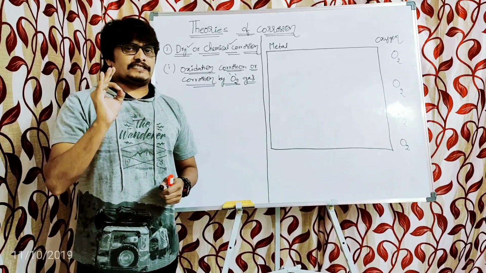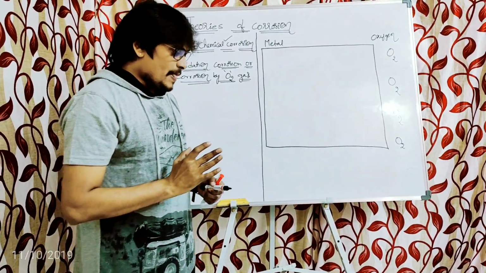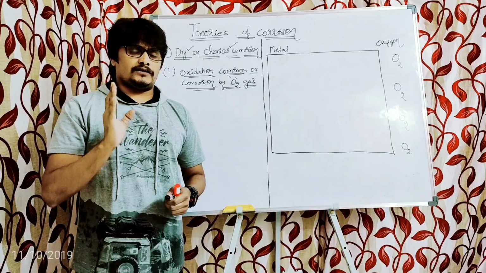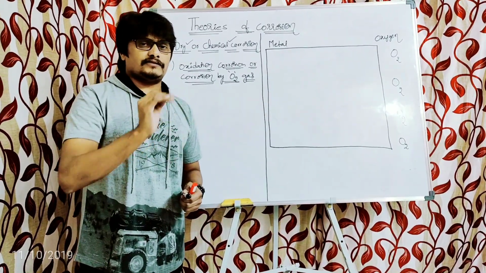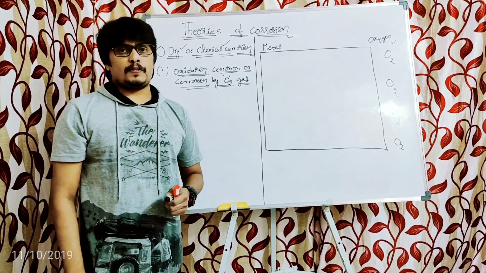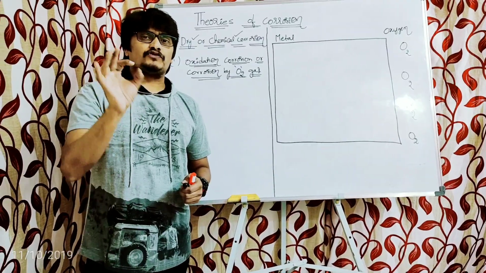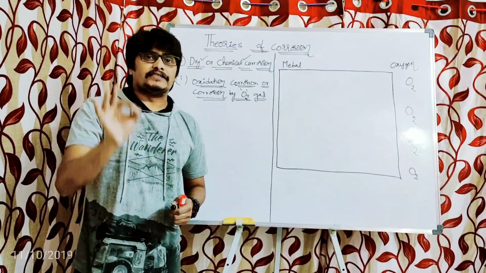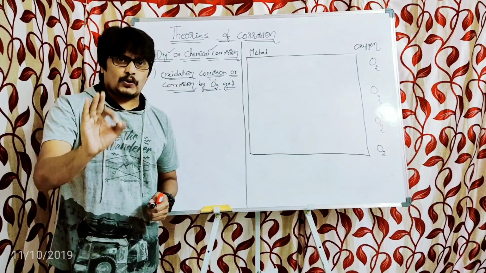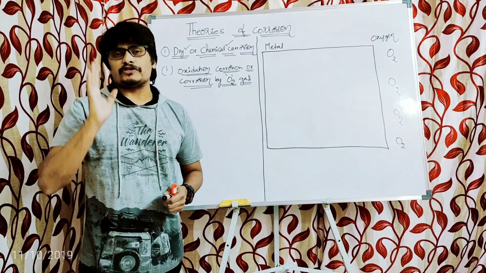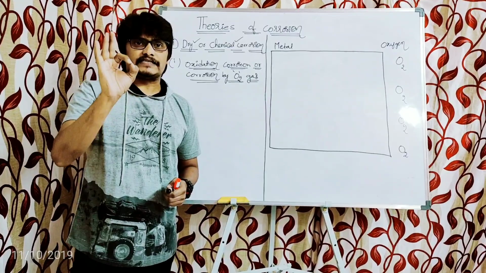Now the name itself suggests what exactly corrosion by oxygen gas, or oxidation corrosion, is. This type of corrosion involves the direct attack of oxygen gas onto the metal surface under dry conditions. At both low and high temperatures, the metal is attacked by atmospheric oxygen. That is, at low temperatures this oxidation corrosion or corrosion by oxygen is possible, and at high temperatures also it is possible.